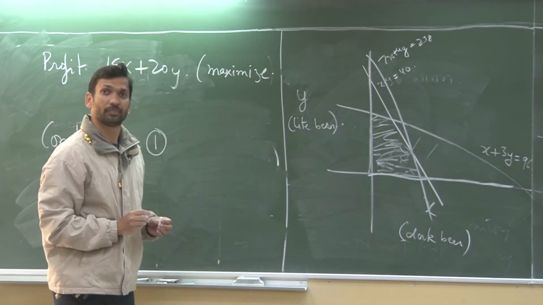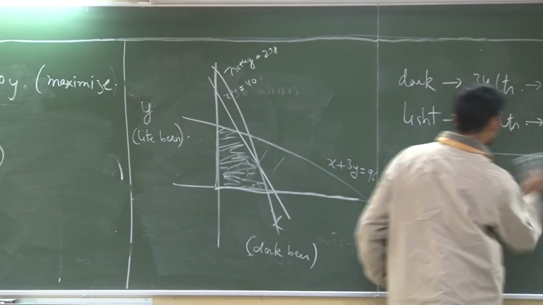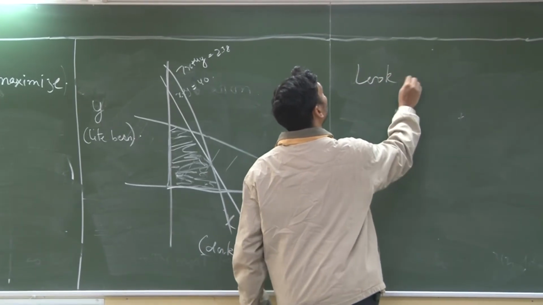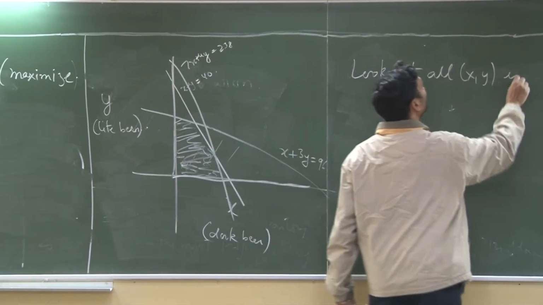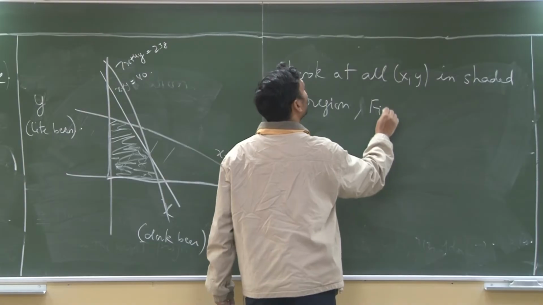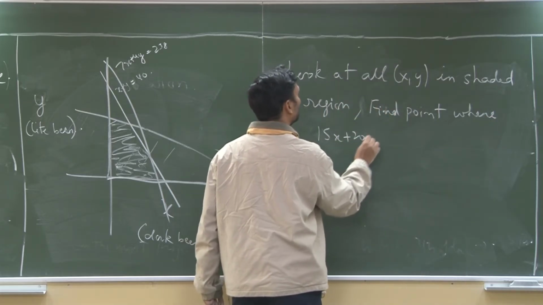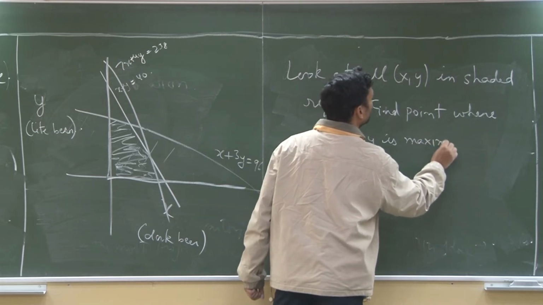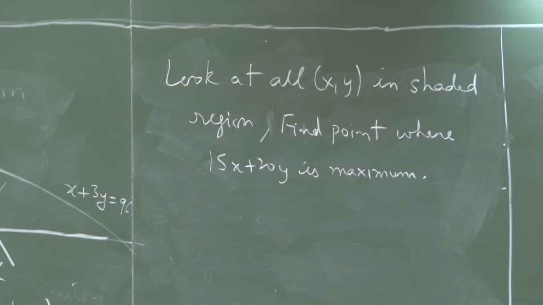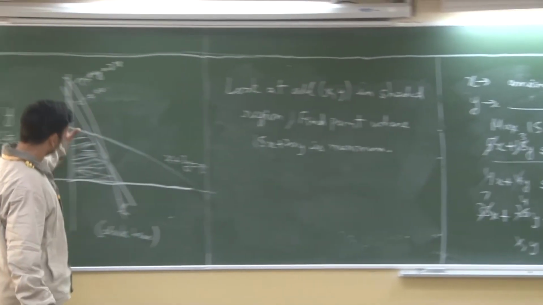That is this area. So at least geometrically, our problem becomes slightly simpler. Look at all x comma y in the shaded region and find the point where the profit is maximum. So you see that we had a word problem. We first converted it into a set of equations. Once we convert it into a set of equations, we can draw it, and now we have a geometric picture.